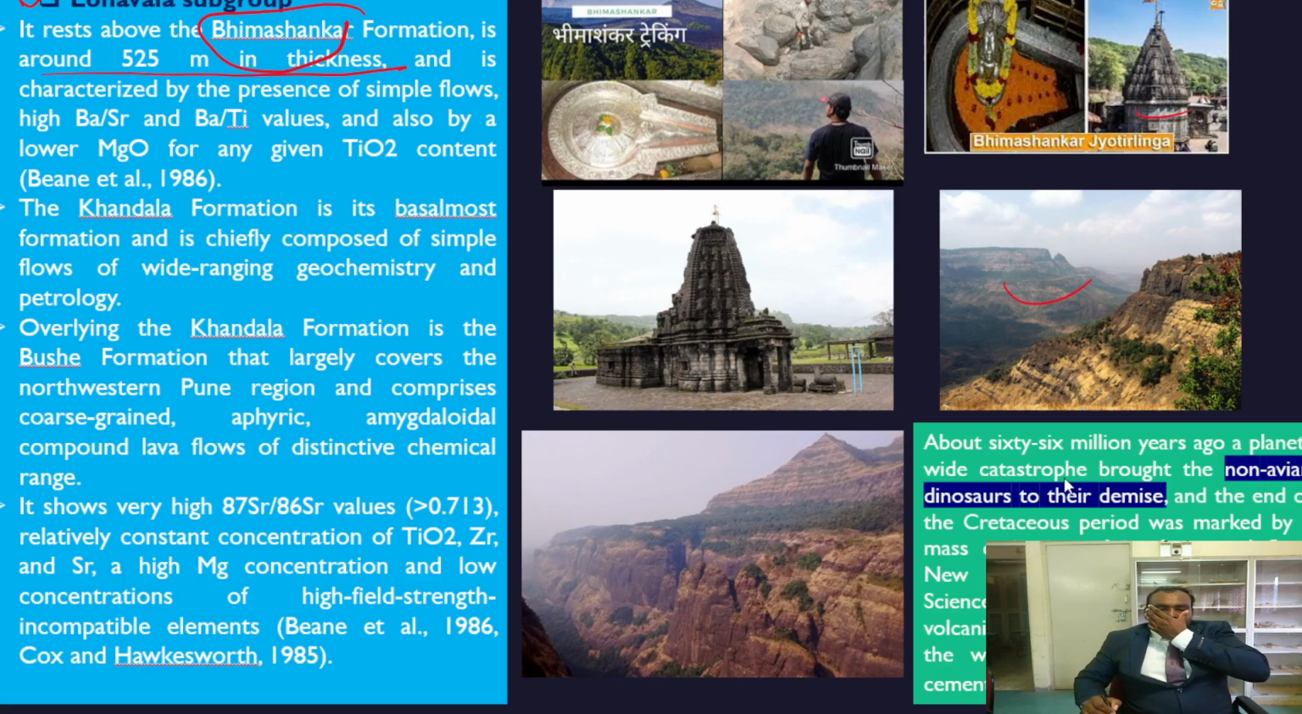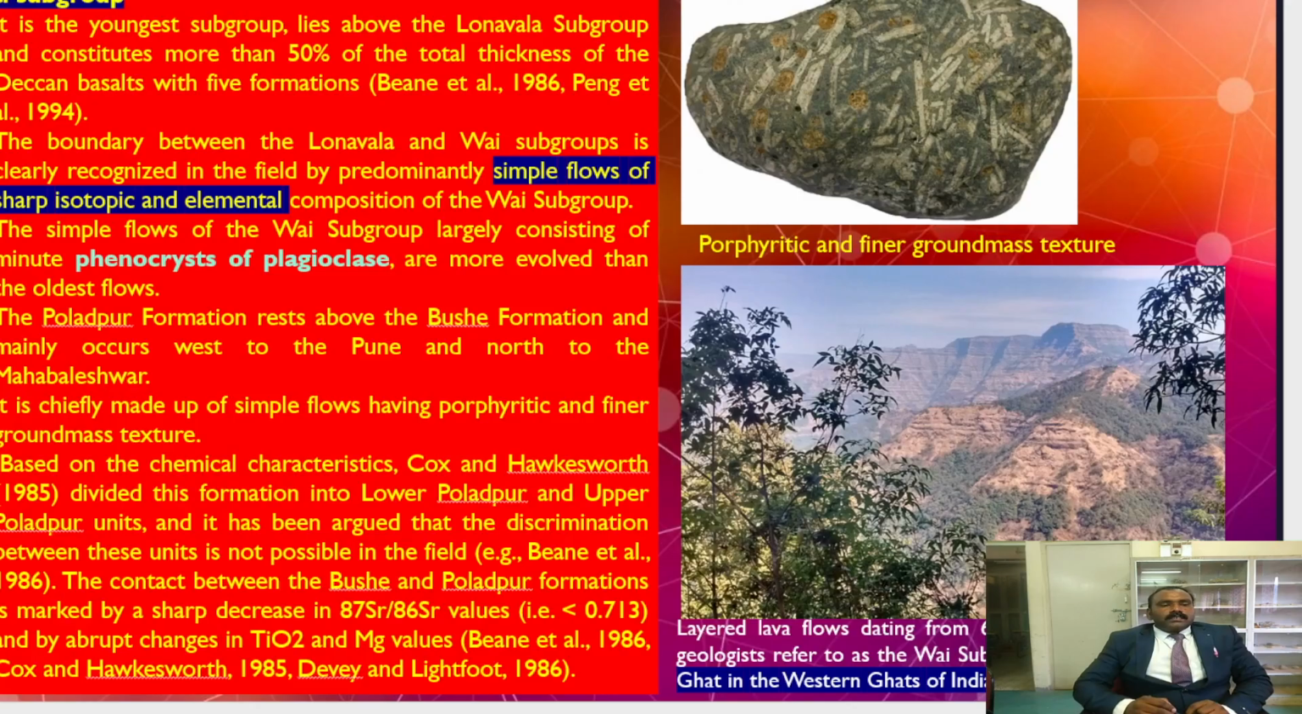The geologists have concluded that the non-avian dinosaurs were demised by means of the volcanic provinces and then volcanogenic activities in the late Cretaceous period in this region.